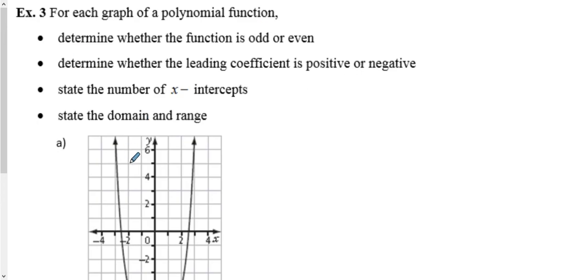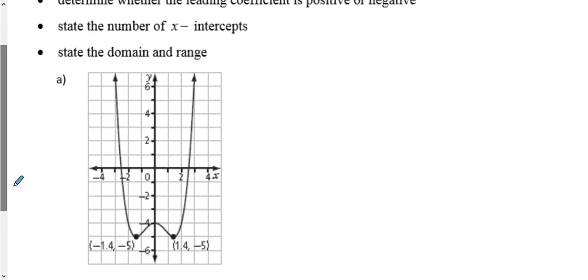In example 3, it's asking you to determine if the function is even or odd based off the graph, what the leading coefficient might be, positive or negative, state the number of x-intercepts, and state the domain and range this time, so something kind of new. So in this case, what do we have? Do we have an even or an odd degree? If we have arrowheads going in the same direction, we have an even degree. And again, it's because it's the same direction.